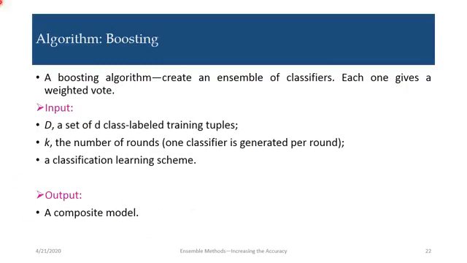Now we will discuss the steps of the algorithm for boosting. A boosting algorithm creates an ensemble of classifiers, each one giving a weighted vote. Now what are the inputs to this algorithm? This is the AdaBoost algorithm. D is the data set of d class-labeled training tuples. K is the number of rounds, where one classifier is generated per round, along with a classification learning scheme. So these are the inputs, and the output is a composite model.